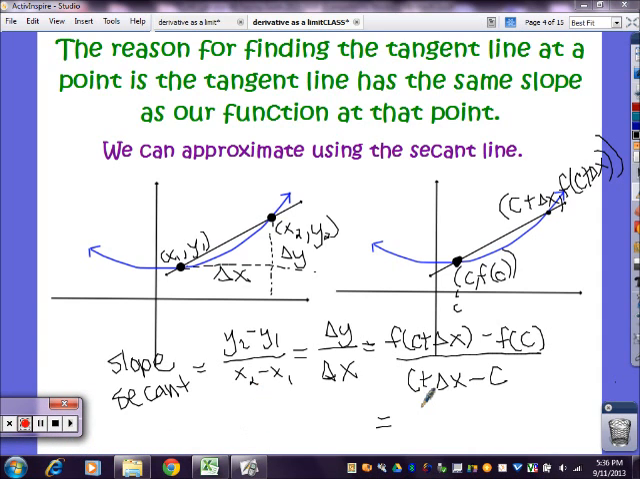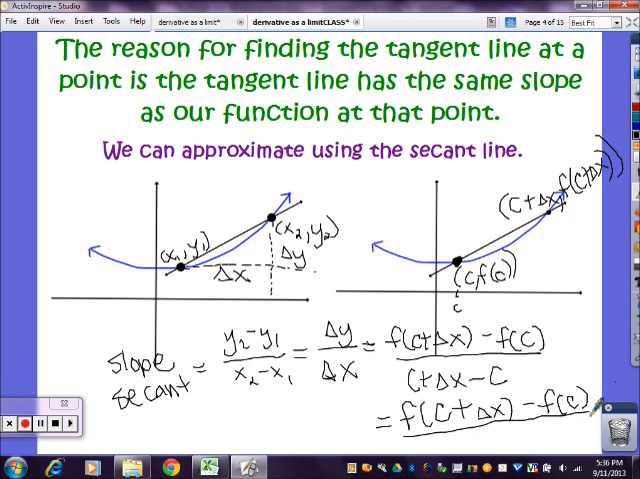So what this simplifies to is f of c plus delta x minus f of c over delta x. This is the notation you're going to see in your calculus textbook, especially when they start talking about the formal definition of a derivative. But this would be the slope of my secant line.